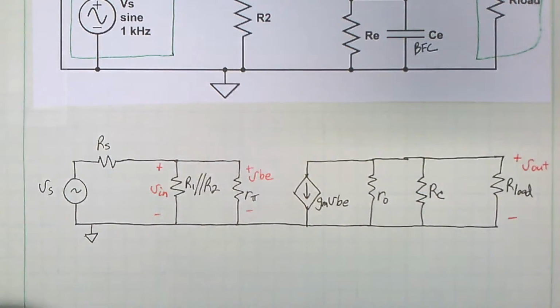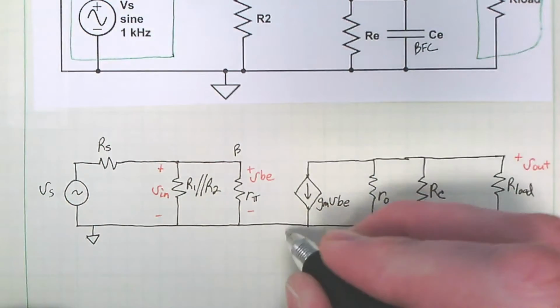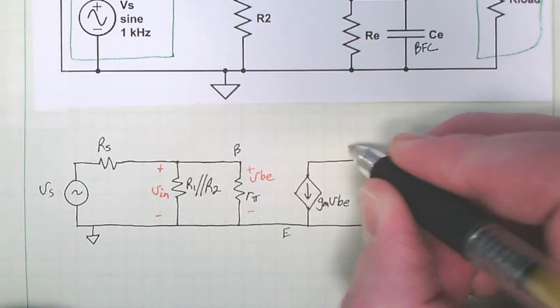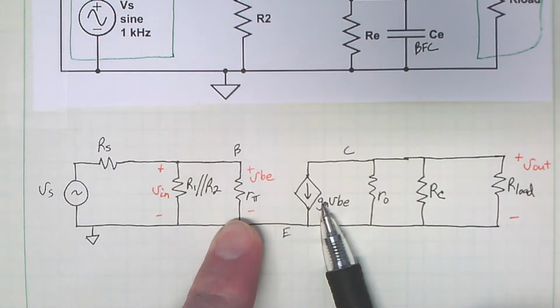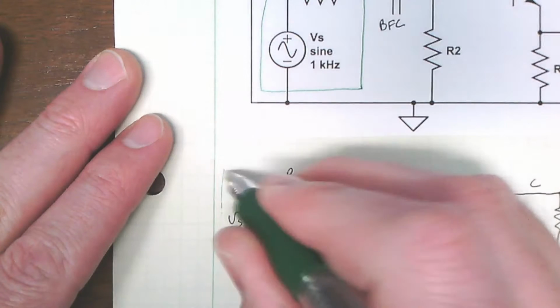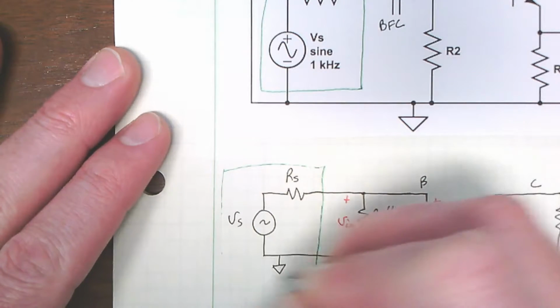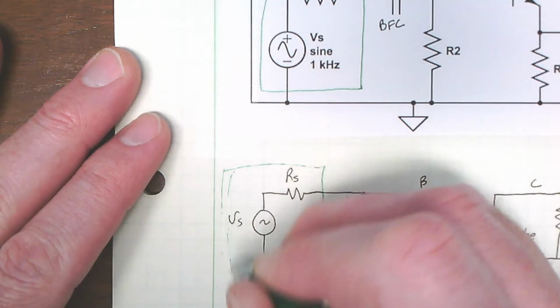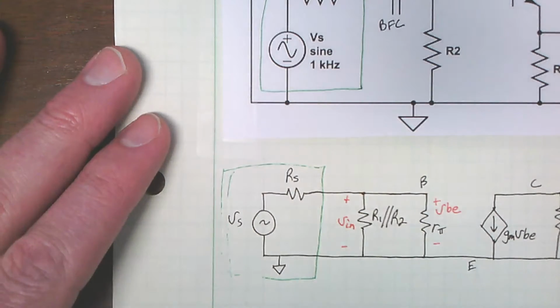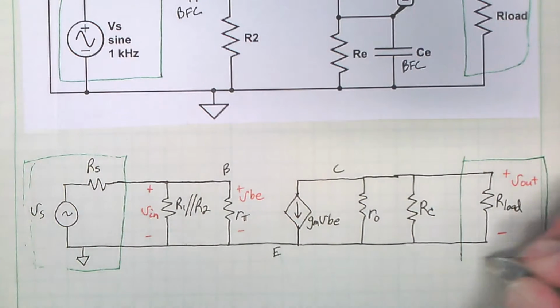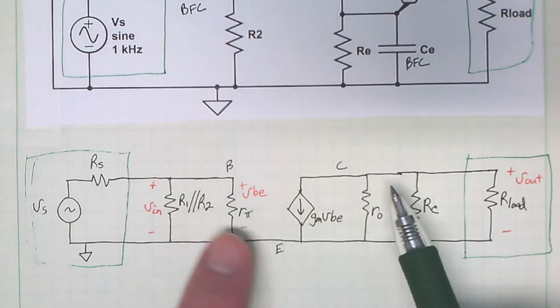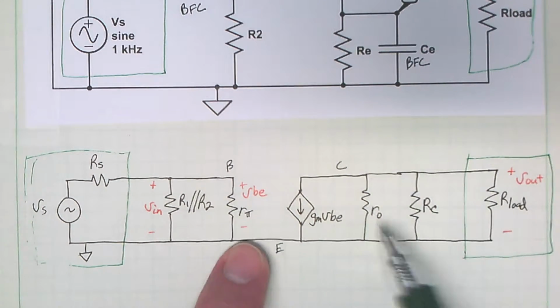And then I took my transistor. Here's the base terminal, here's the emitter terminal, and here's the collector terminal. Replace that with the small signal model. I'm going to draw a box around my source again. And then my load. What's inside is the amplifier.